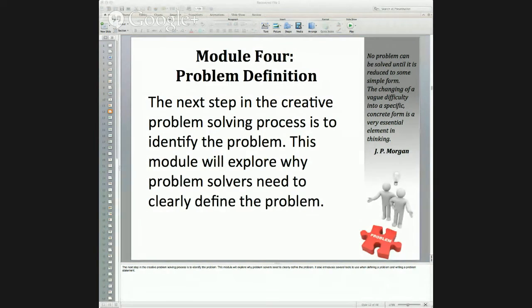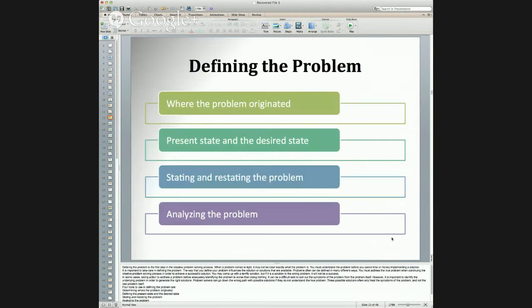Problem definition. The next step in the creative problem-solving process is to identify the problem. This module will explore why problem solvers need to clearly define the problem. It also introduces several tools to use when defining a problem and writing a problem statement. Defining a problem is very important. Without defining the problem, you cannot solve it. And there are steps for defining the problem. Please jot this down with your pen and paper so that you can put this into work and see if it works or not.